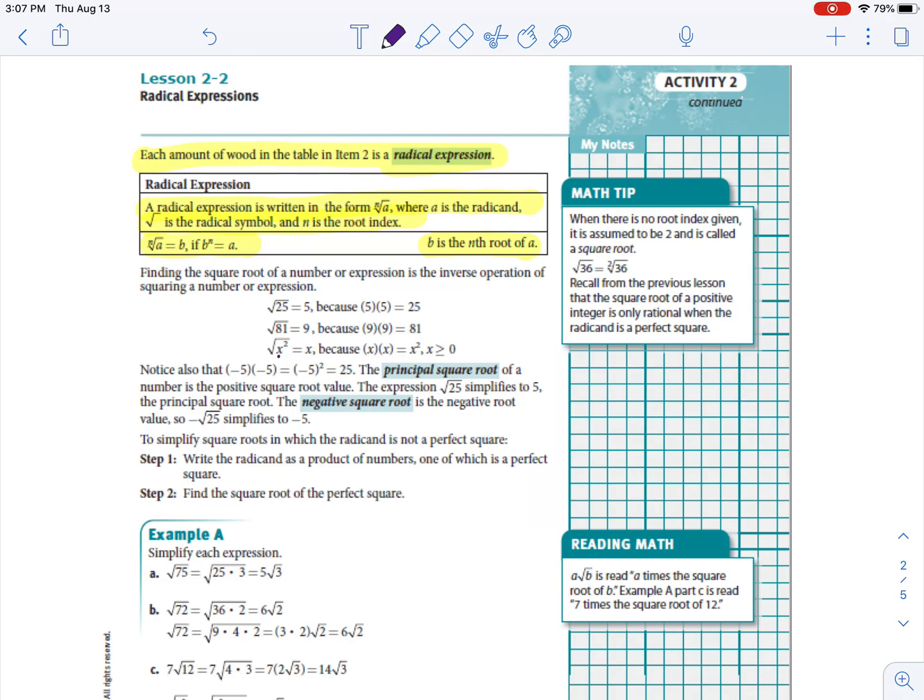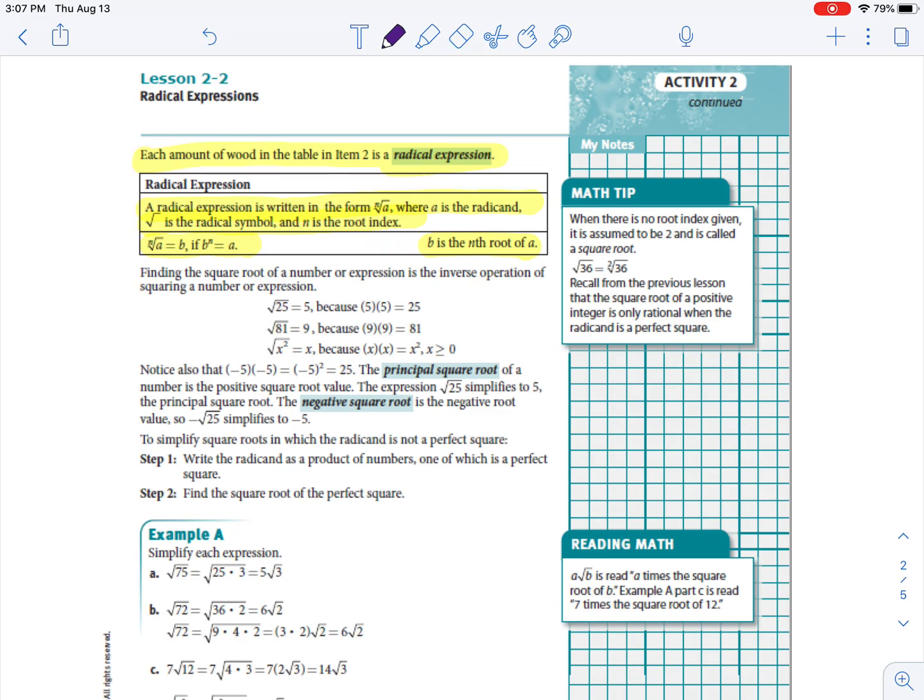And then for variables, the square root of x squared would be x because x times x is x squared for all x's that are greater than or equal to 0. Basically that's because we don't want to have any negatives in the square root. We can't take the square root of a negative number. So that's why we have that constraint.